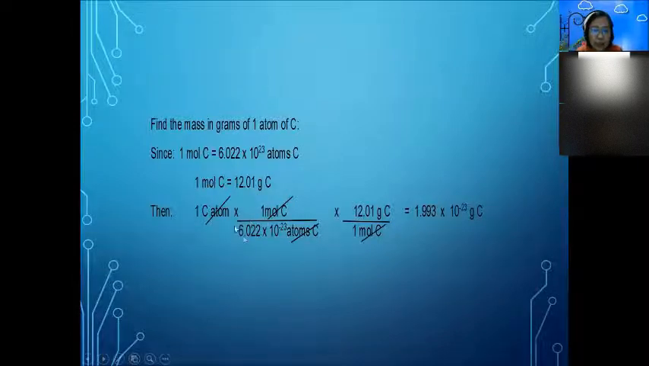sorry class ha, this should be times 10 to the 23, not negative, okay? Kasi ito yon ha. Nagkamali lang ako, sorry. Sorry about that. Okay? So, this is the value. So, carrying out the operation, you get this. So, this is now the actual mass in grams of one atom of carbon. Okay? Is that clear?